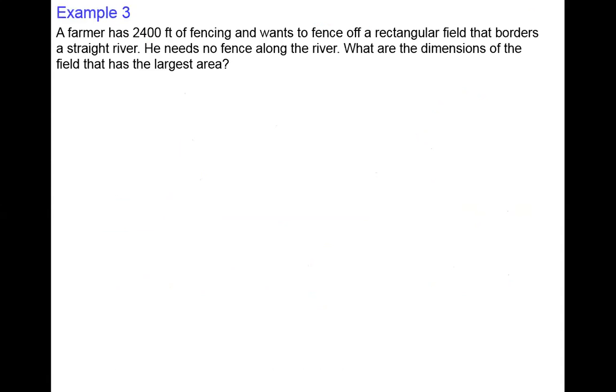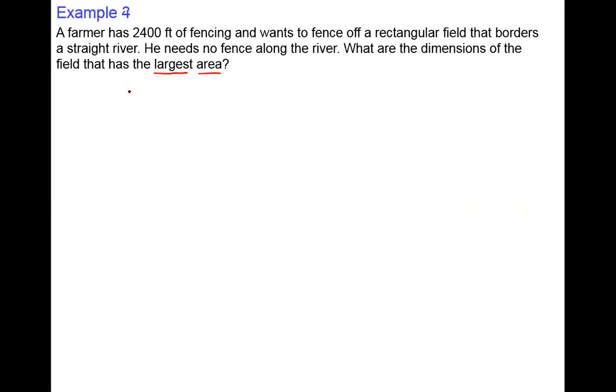Example number 3. A farmer has 2,400 feet of fencing and wants to fence off a rectangular field that borders a straight river. He needs no fence along the river. What are the dimensions of the field that has the largest area? That means what we have to do in this question? Who can tell me? Maximize what? The area, simply the area. Okay, thank you. You can recognize that. That's really good.